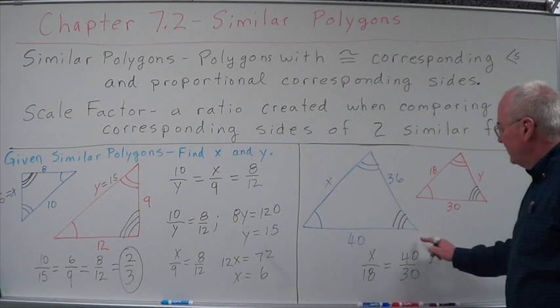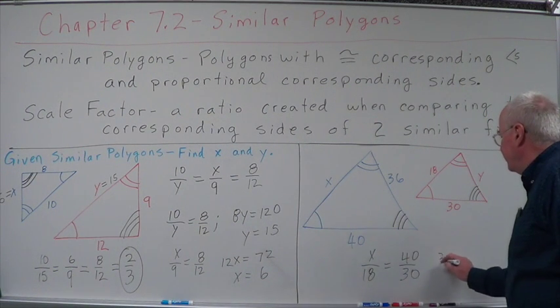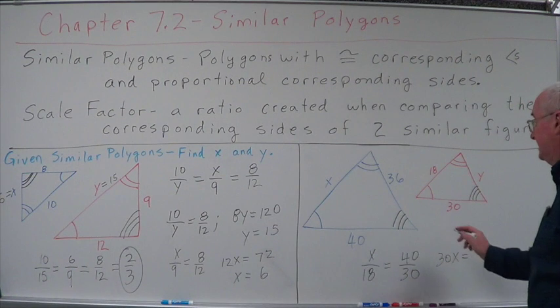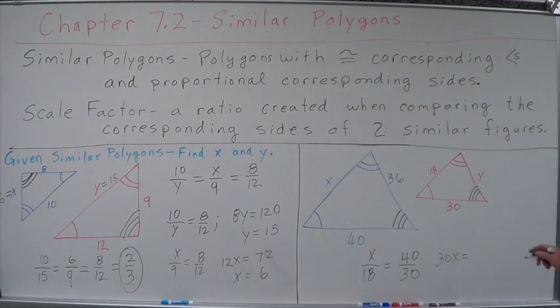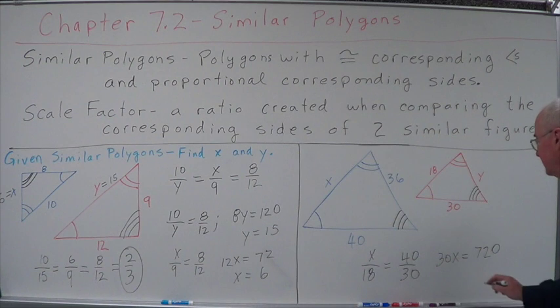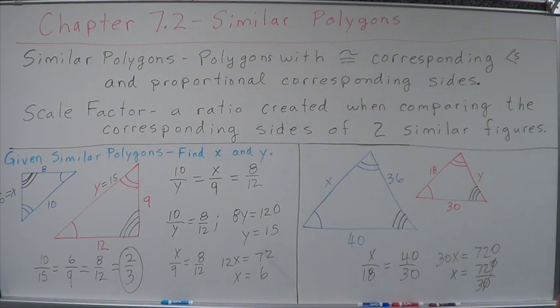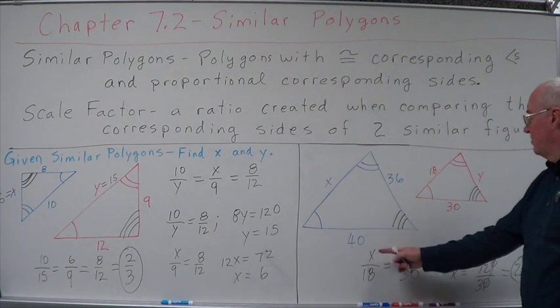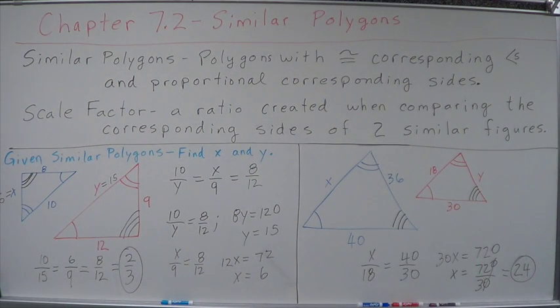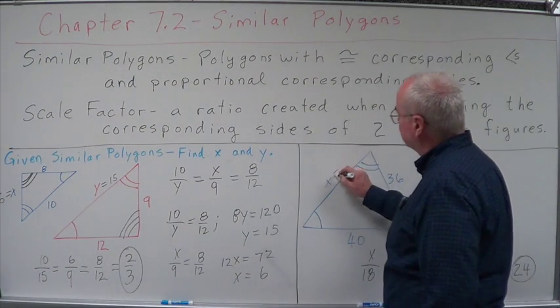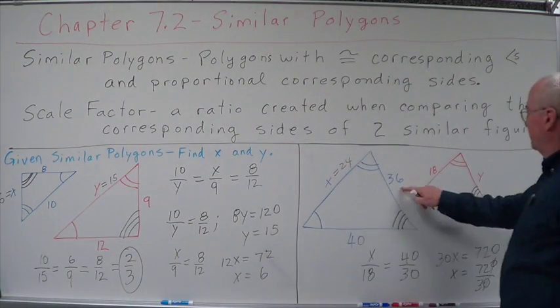What can we get rid of here? We can get rid of the zeros. 30x equals 4 times 18, 36, 720. X equals 720 divided by 30. Get rid of that. That goes into that. Equals 24. Wow. So we come up with it, don't we? So x equals 24.